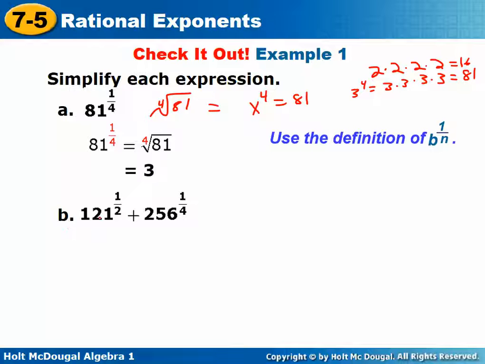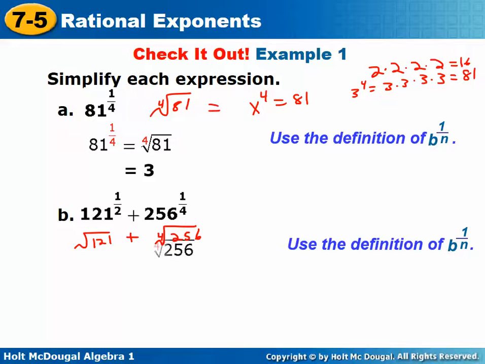This one in B means: what is the square root of 121 plus the fourth root of 256? So you figure each of those parts out separately, and then you add those together. Remember that each of these will be integers. You can't really use your calculator to do fourth roots.